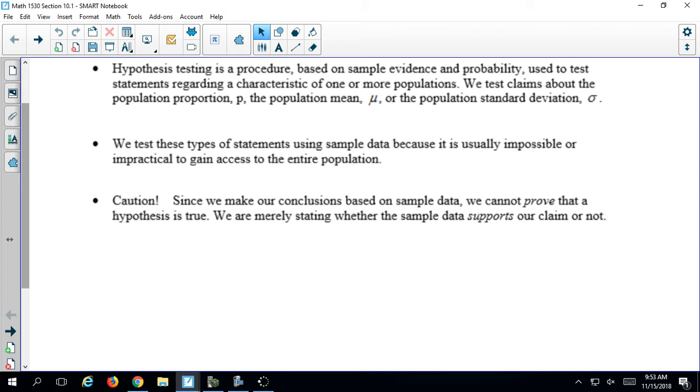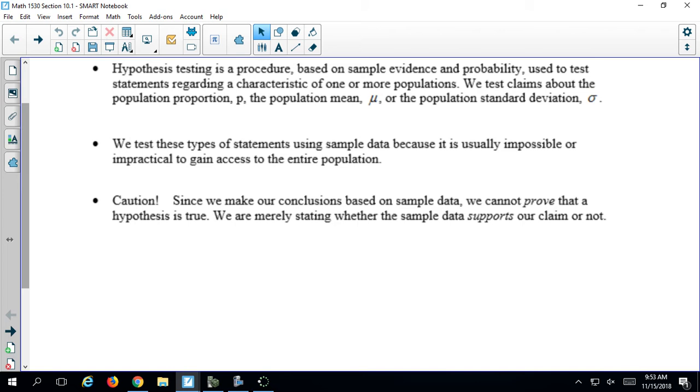So since we have only sample data, we don't have population data, we cannot prove that anything's true or false. Okay? We can only provide evidence to support something or not. So we can support statements with evidence, but we can't prove that anything is true because we don't have all the data.